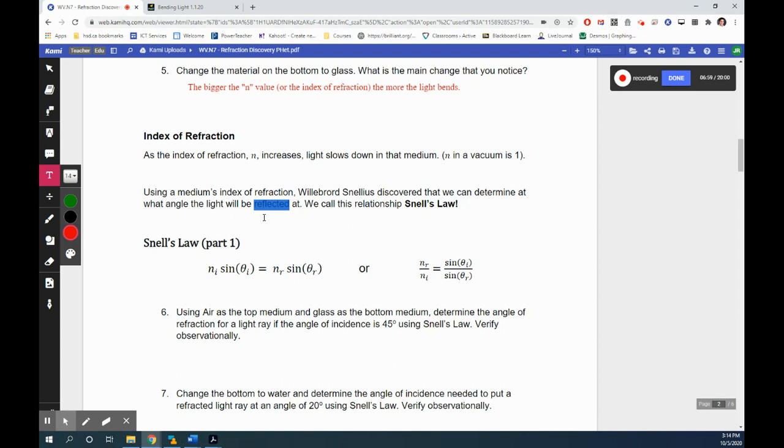This is wrong. This should be refracted. What a joke. Who made these notes?